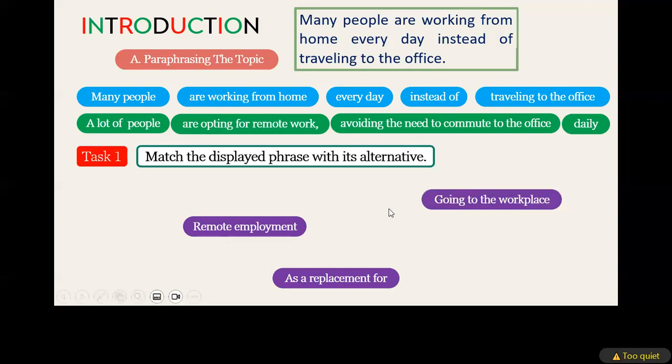But now this one, going to the workplace. Traveling to the office. Excellent, very good. Well done. Traveling to the office. Here I can say, for example, a lot of people are opting for remote work as a replacement for going to the workplace. You see, there is no one single way to paraphrase. There are 100 ways, guys.